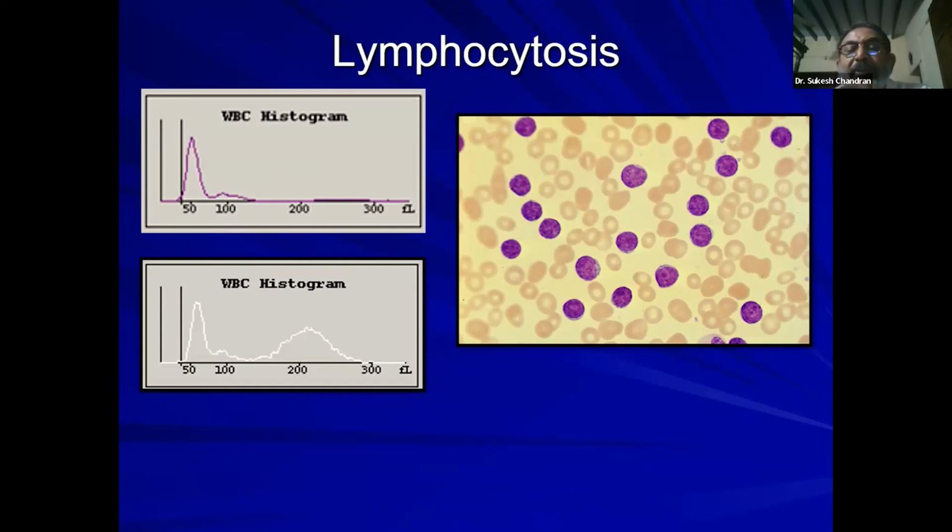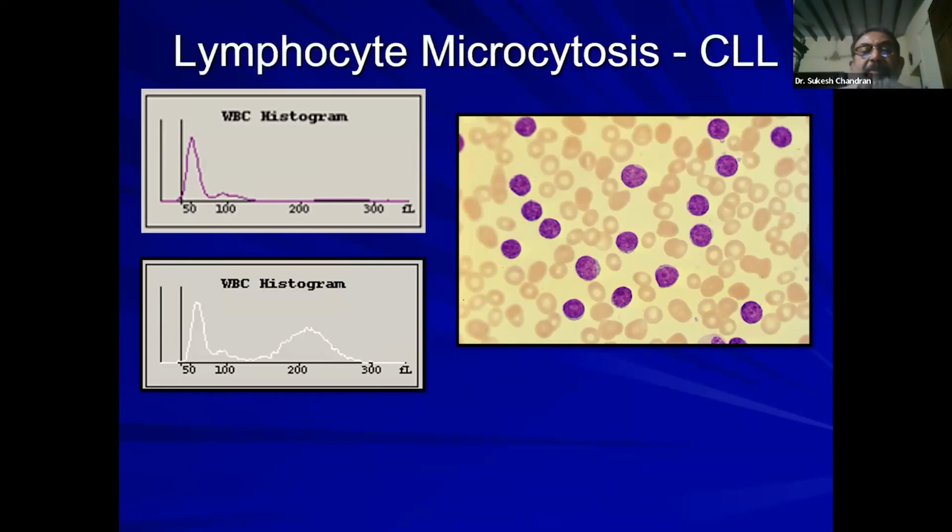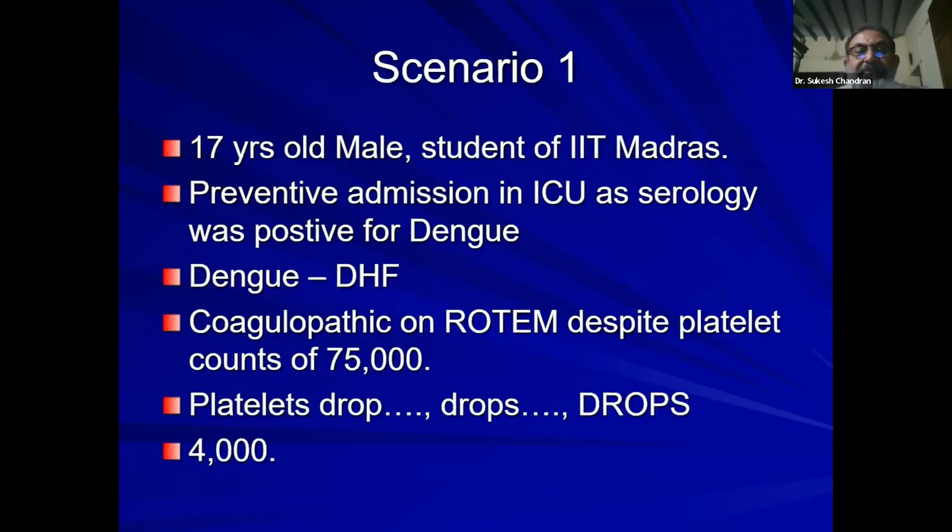When you get lymphocyte microcytosis, it is most likely diagnosed as CLL, otherwise follicular lymphoma grade 1. So this patient was actually a patient with CLL. When I look at this histogram, I can easily tell the diagnosis of CLL without looking at the smear.